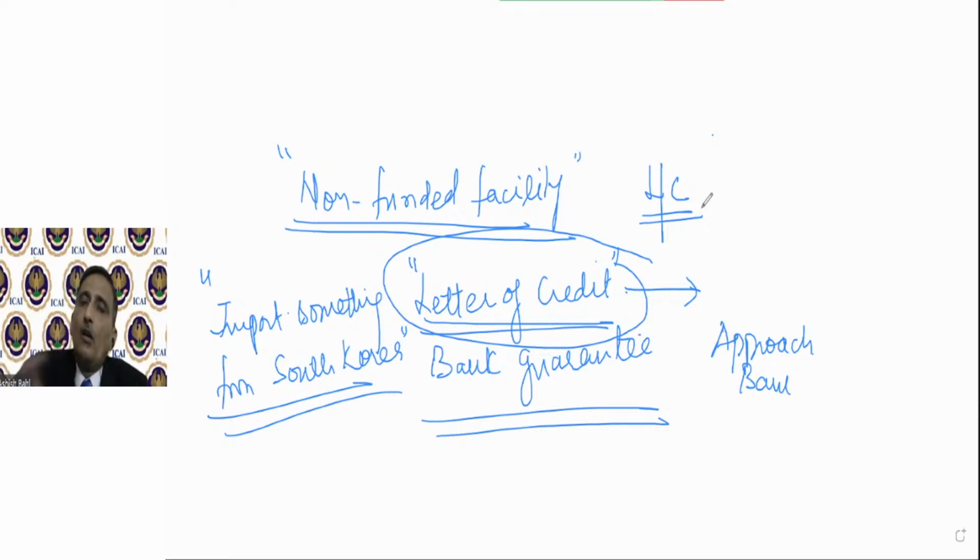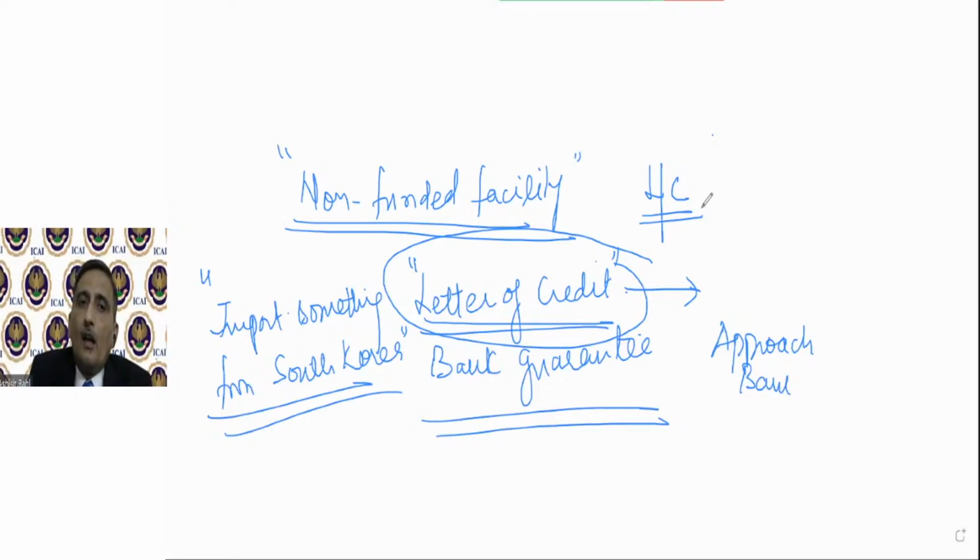Okay. So when the LC reaches the South Korean supplier, the South Korean supplier knows that this LC is issued by a bank and it would be honored, that he would be getting payment for goods supplied. If he supplies the goods in accordance with the terms of the LC, then nobody can stop his payment.